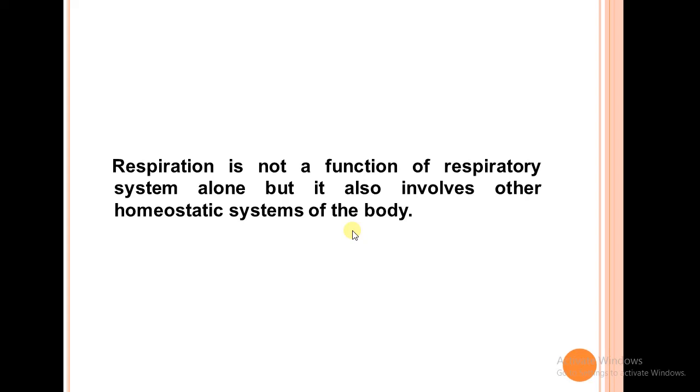Heart must pump the blood into the circulatory system, then circulatory system should be able to carry this oxygenated blood to the tissues, and from the tissues the partially deoxygenated blood which is carrying carbon dioxide must be transported back to the lungs. So different homeostatic systems of the body help the lungs to perform the function of respiration.